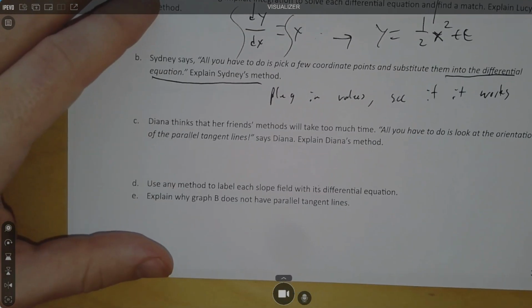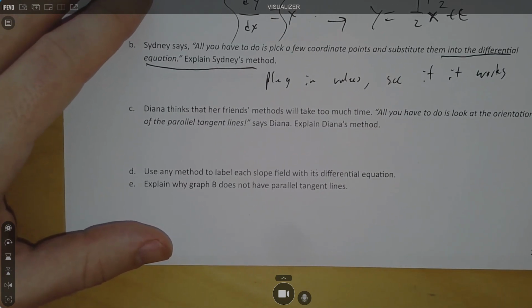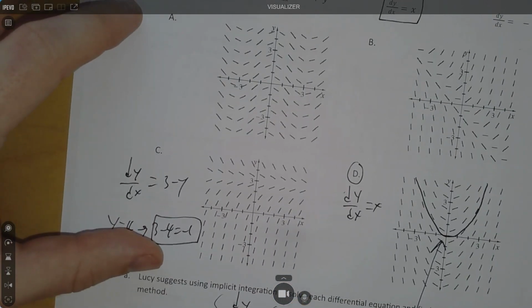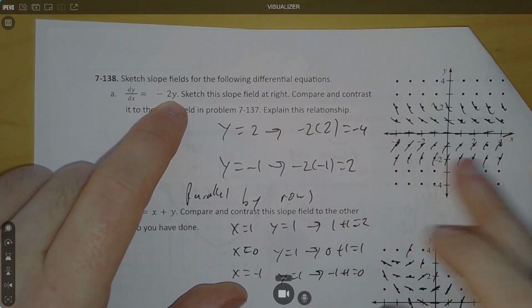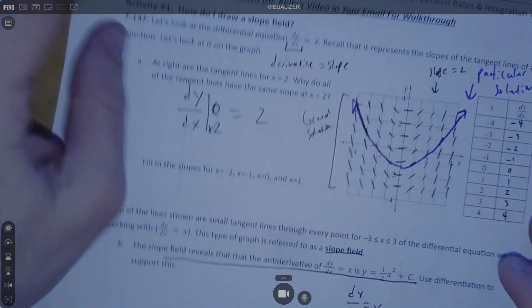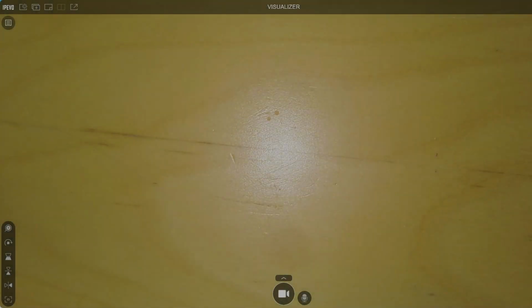Now, what does Diana say? Diana thinks that her friend's method will take too much time. All you have to do is look at the orientation of the parallel and tangent lines. Explain Diana's method. Okay, what this one is talking about, going back to the previous examples, is that when a differential equation is only written in terms of y, all of the rows are going to be parallel, right? That's this. If the differential equation is only written in terms of x, like the first one, then all the columns are parallel. So that's a way that you can eliminate them.